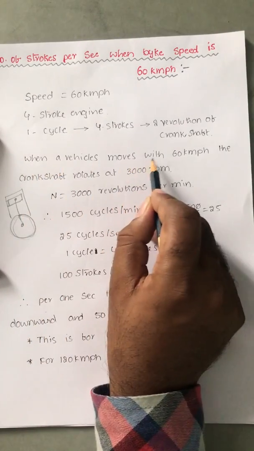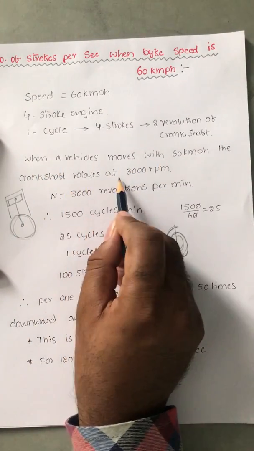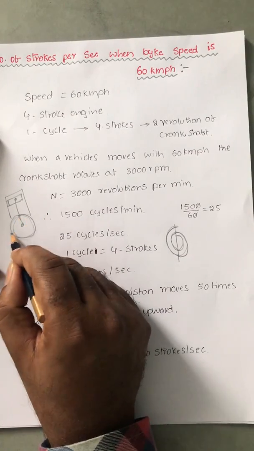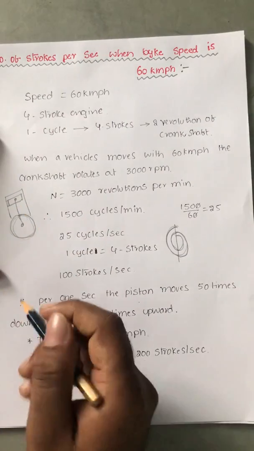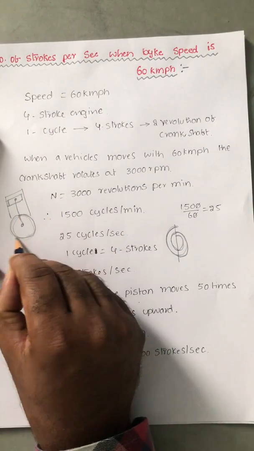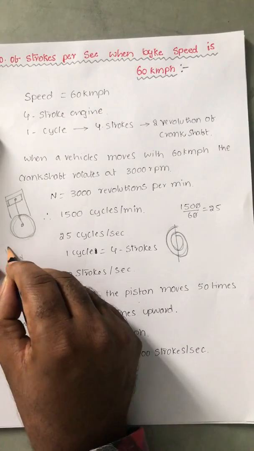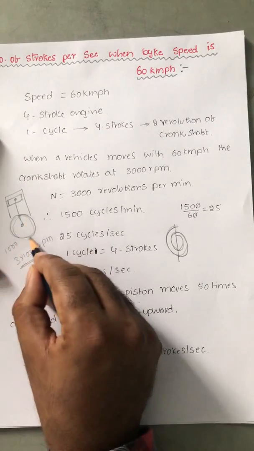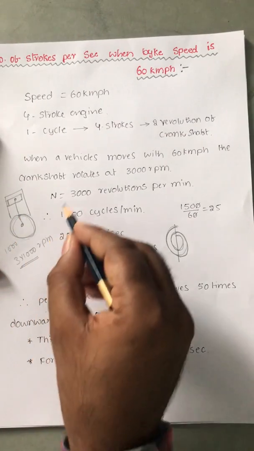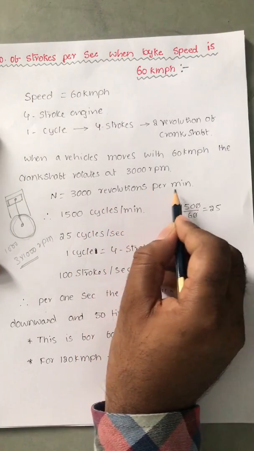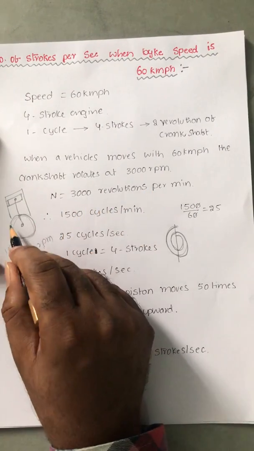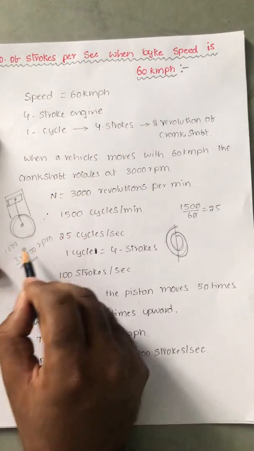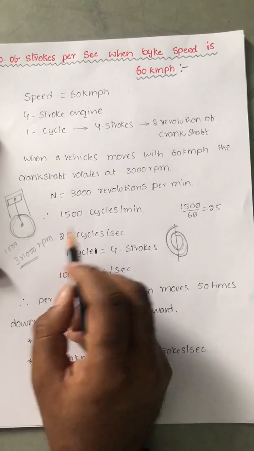When a vehicle moves at 60 kilometers per hour, the crankshaft rotates at 3000 rpm. You can observe this in modern bikes also, even in the Pulsar. When you go at 60 kilometers per hour, the crankshaft rotates at 3 multiplied by 1000, so it is 3000 rpm. You can observe this in real time also. So N is equal to 3000 revolutions per minute. It is not hypothetical, not exaggerated, and not an assumption. It is a practical situation. If you go at 60 kilometers per hour with your Pulsar, it will rotate at 3000 revolutions per minute, more or less.